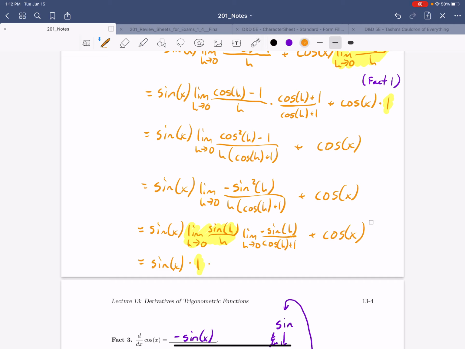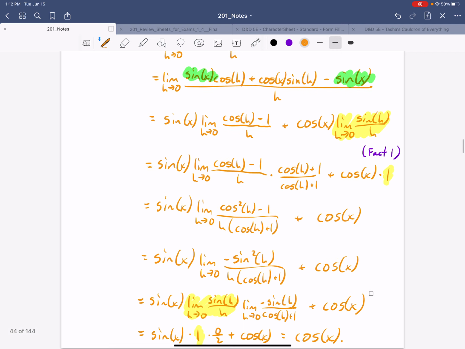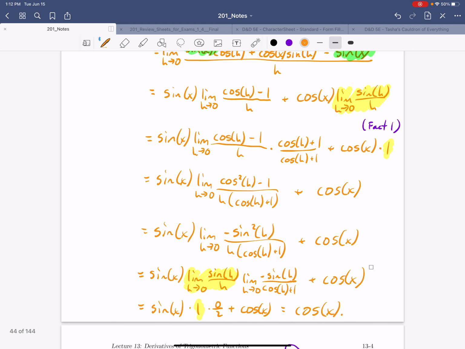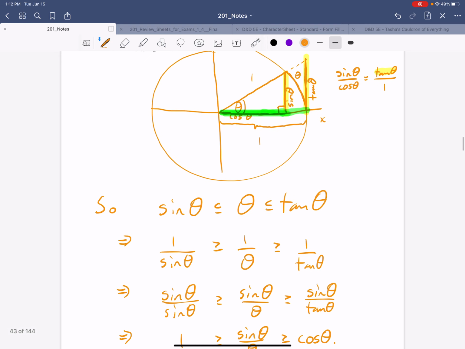Times, now we can actually take this limit, right? The top is 0, right? Negative sine of h, as h approaches 0, that's just negative 0 or 0. And the bottom, cosine of 0 is 1, so we actually get 2 on the bottom. So our answer is just cosine of x. And that's how you show that the derivative of sine of x is cosine of x. Took us only 2 pages to do it.